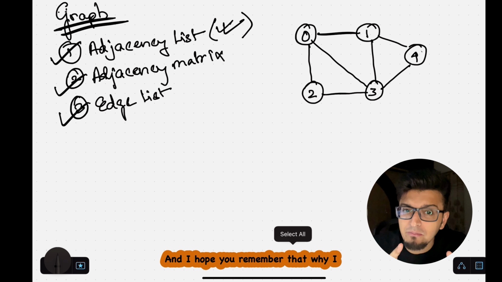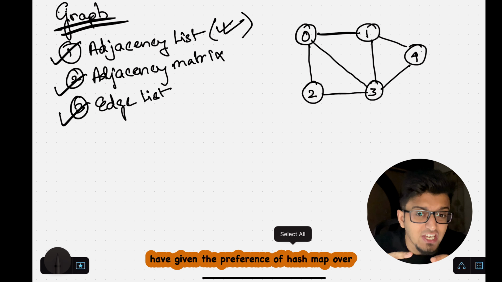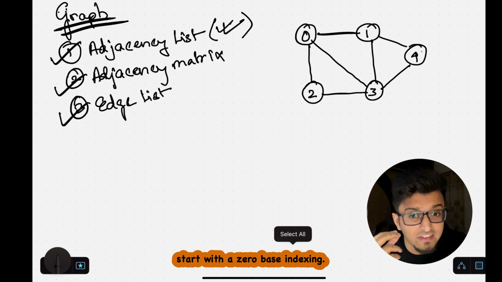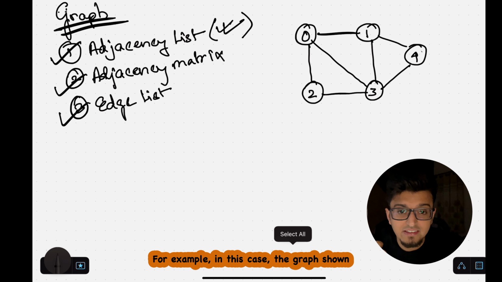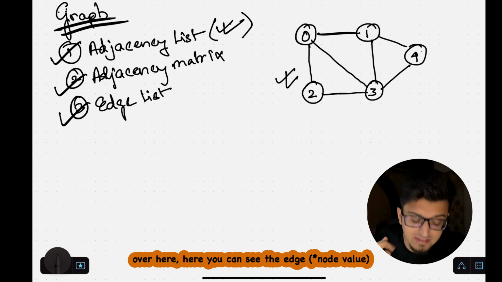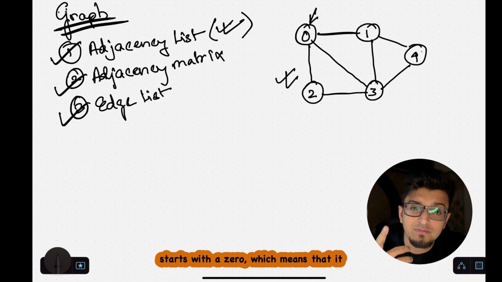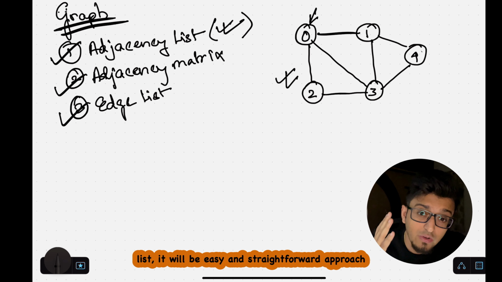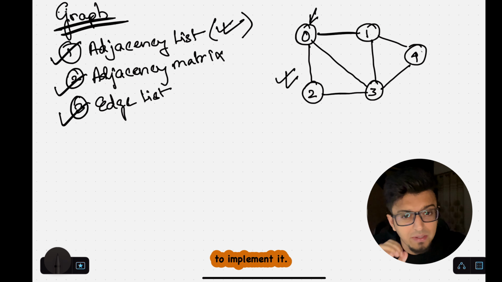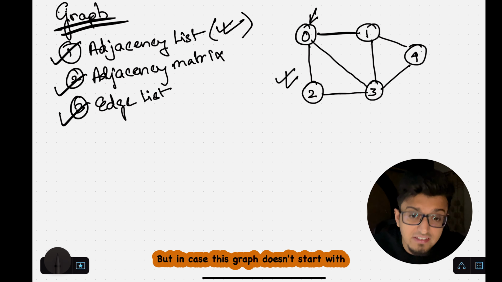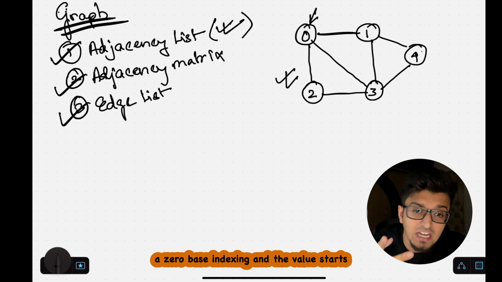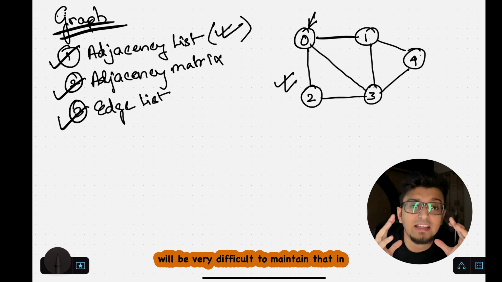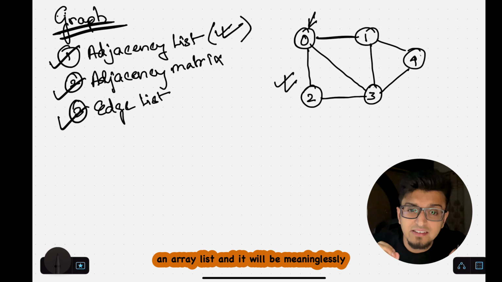I hope you remember why I gave preference to the hash map over a list of lists, because of the fact that a graph might not start with zero-based indexing. For example, in the graph shown over here you can see the nodes start with 0, which means that it is following zero-based indexing. So if you are using a list of lists, it will be an easy and straightforward approach to implement it. But in case this graph doesn't start with zero-based indexing and the values start from 1 or with any arbitrary number, it will be very difficult to maintain that in an array list and it will be meaninglessly complicated.